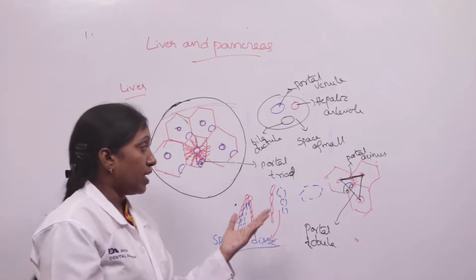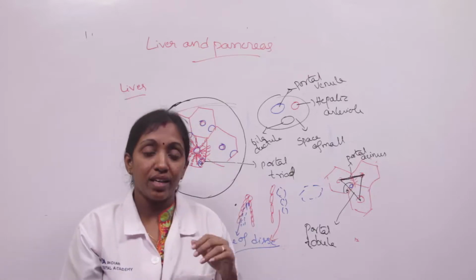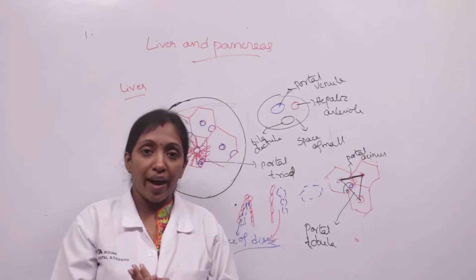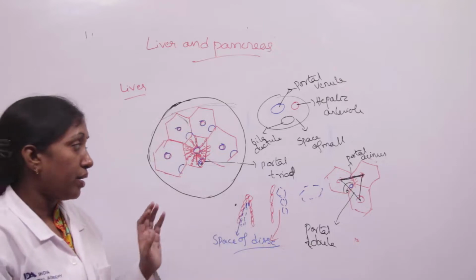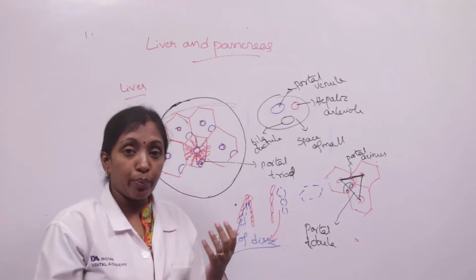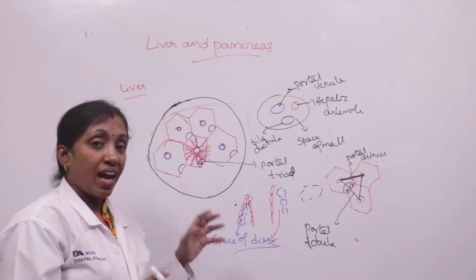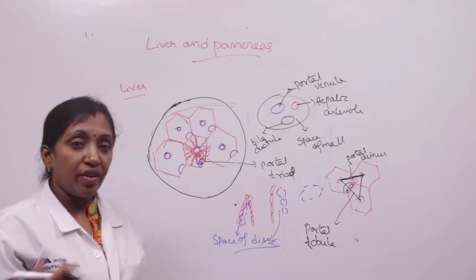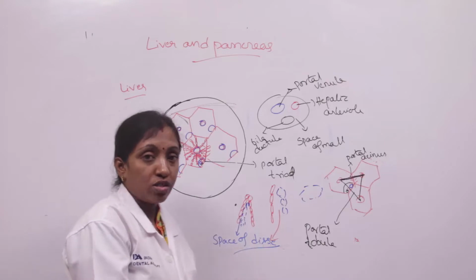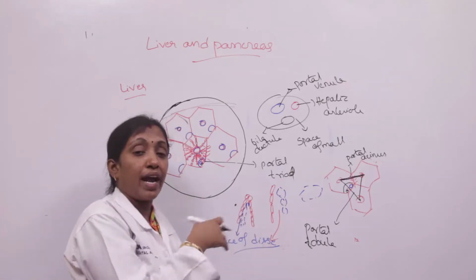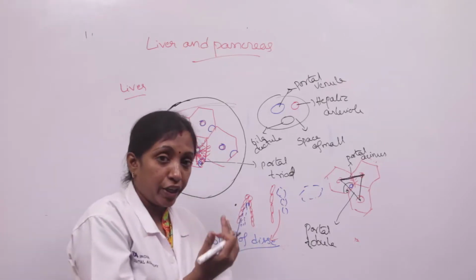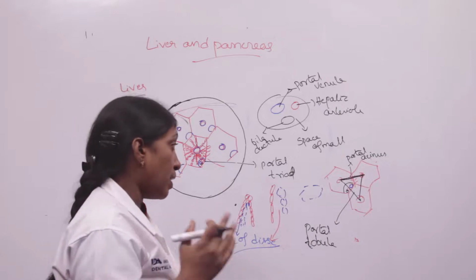And one more thing: the function of the liver is that it helps in the metabolism of carbohydrates, lipids, proteins, and nucleic acids. One more important thing, it acts as a storage of lipids, amino acids, and proteins. Whenever we need glucose, these lipids and amino acids are converted into glucose by different cycles.